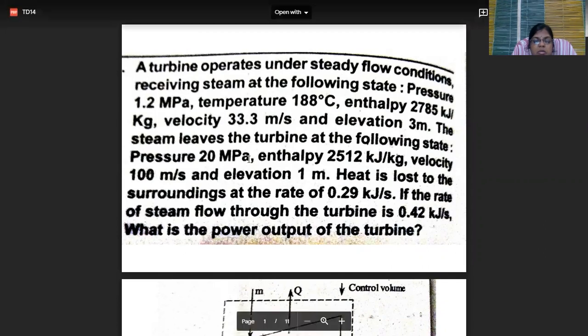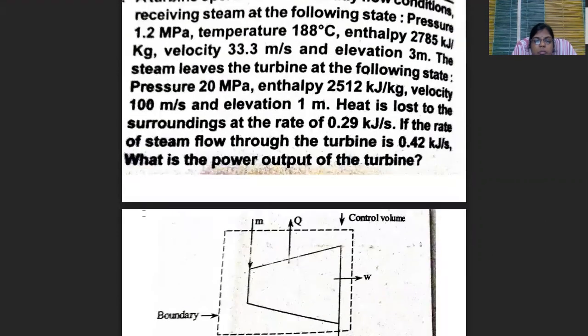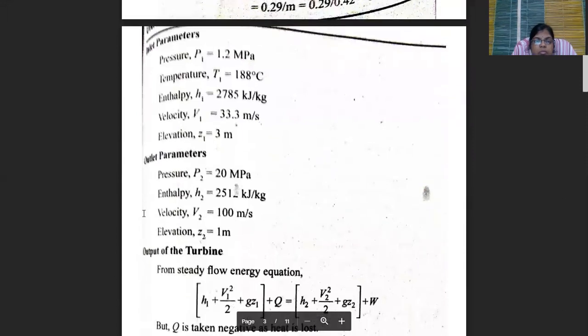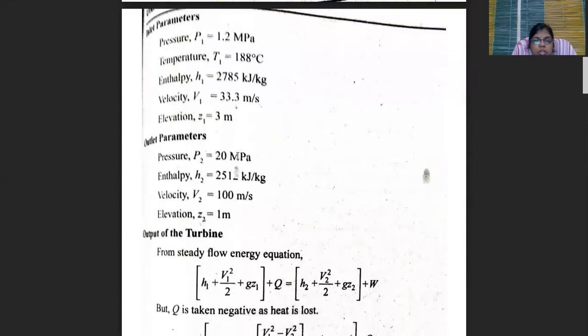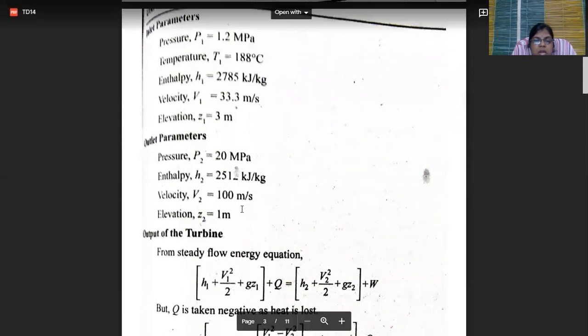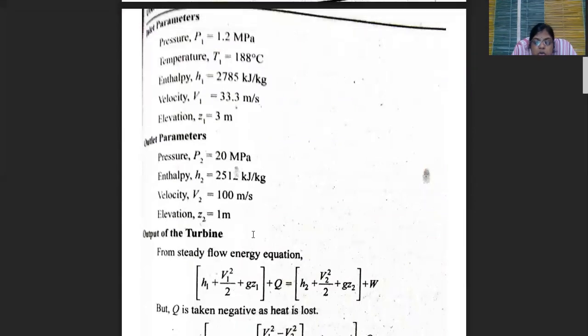And next, the steam leaves the turbine, that is the outlet of the turbine. What are the outlet values? Pressure P2 20 megapascal, enthalpy H2 2512 kilojoule per kg, velocity 100 meter per second, elevation Z2 is equal to 1 meter.